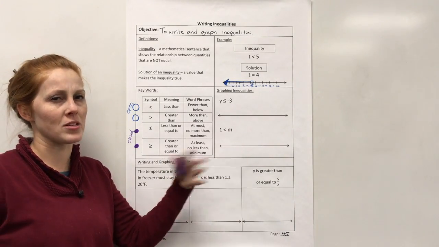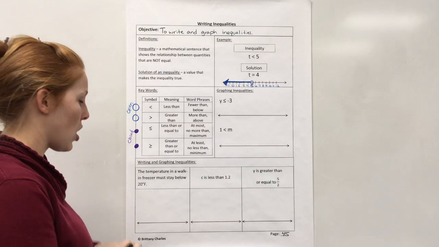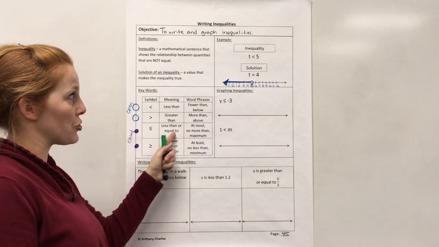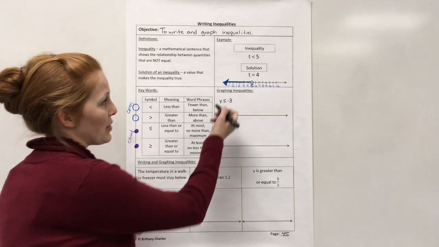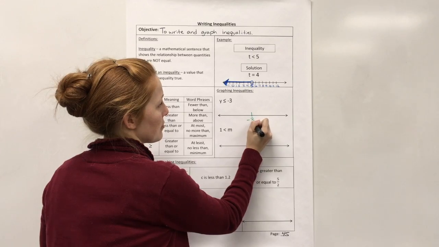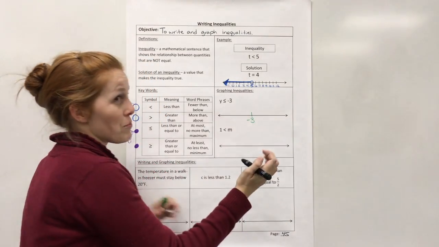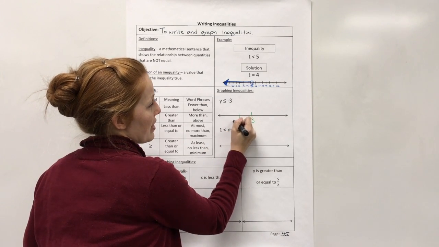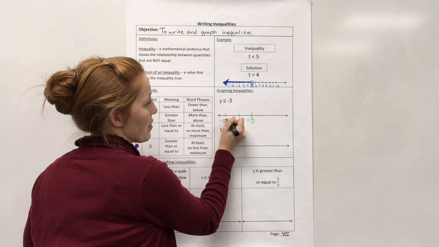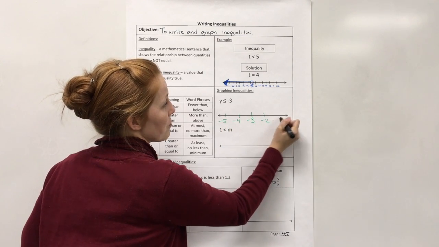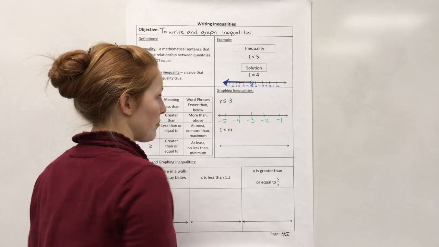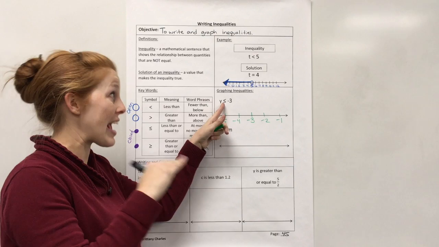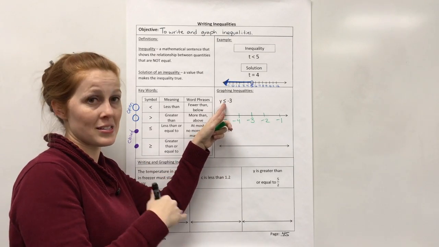So let's look at some examples, then I think it will make more sense. Right here I have y is less than or equal to negative 3. So I'm going to start by putting negative 3 on my graph. Remember the negatives count backwards. Going this way would be negative 4, negative 5, and going this way would be negative 2, negative 1. I look right here and I see that I have the equal line, which means it can be negative 3 and it can be less than negative 3.